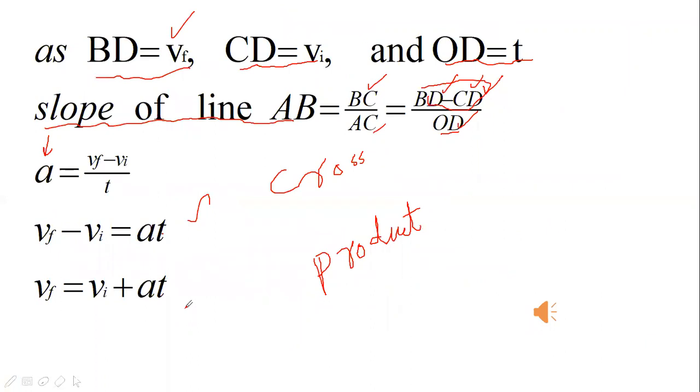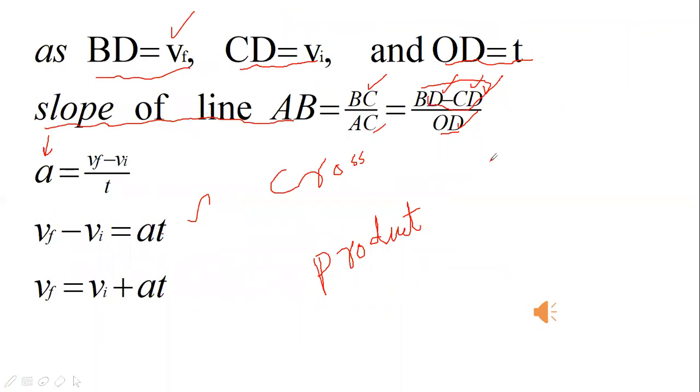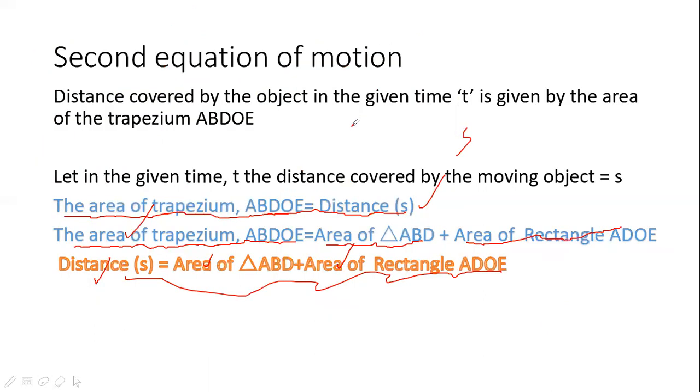So the first equation is calculated by the slope. The slope of line AB will give you the first equation of motion, which is the ratio of perpendicular to base. By putting in values and simplifying, you will get the actual value. The second equation is calculated by taking the area of trapezium, the complete diagram, equal to area of triangle plus area of rectangle. So you will take the sum of this area and this area, and you will get the second equation of motion.